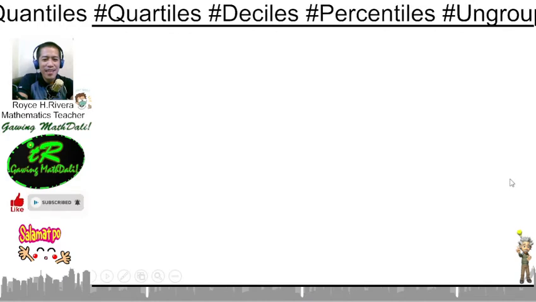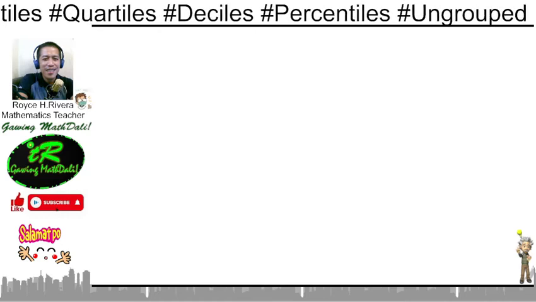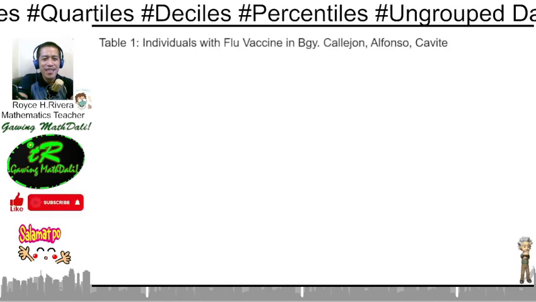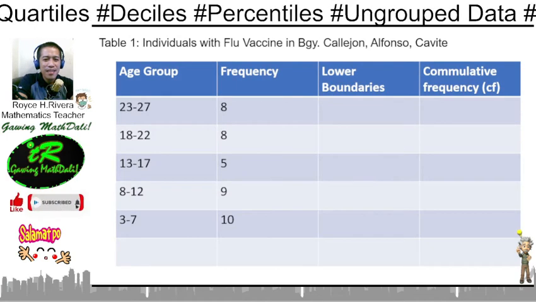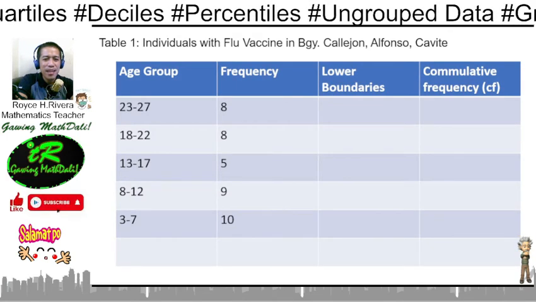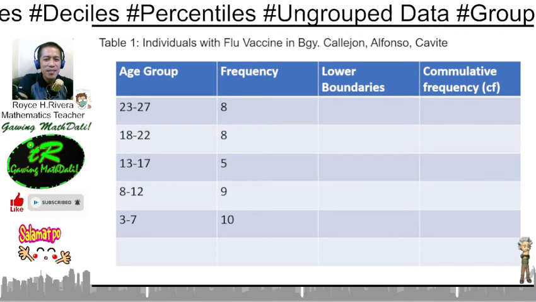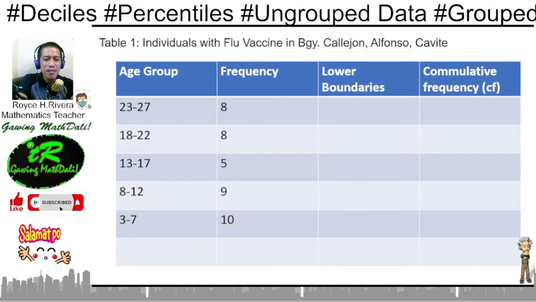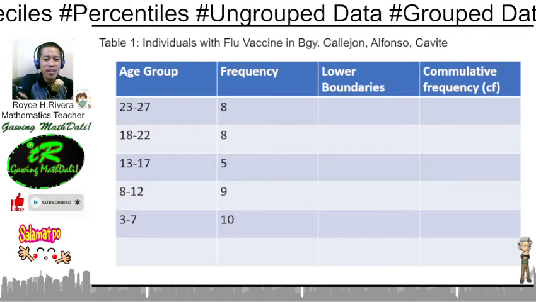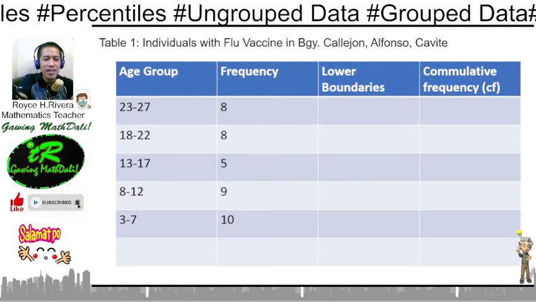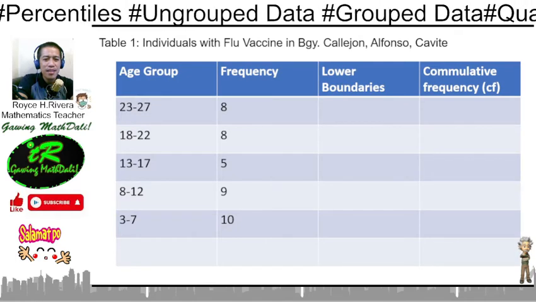Pag-usapan naman natin ngayon ang quartiles, deciles, and percentiles for grouped data. So I want you to consider this table. The table 1 represents the individuals with flu vaccine in Barangay Callejon, Alfonso, Cavite. So for the age group, we have 3 to 7, 8 to 12, 13 to 17, 18 to 22, 23 to 27, and here are the frequency for each age group.